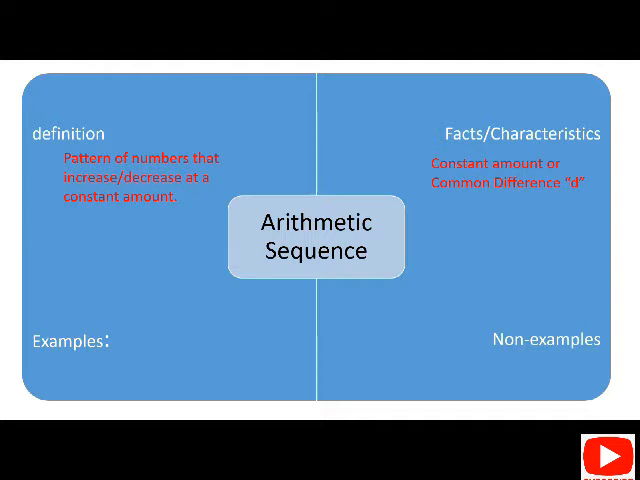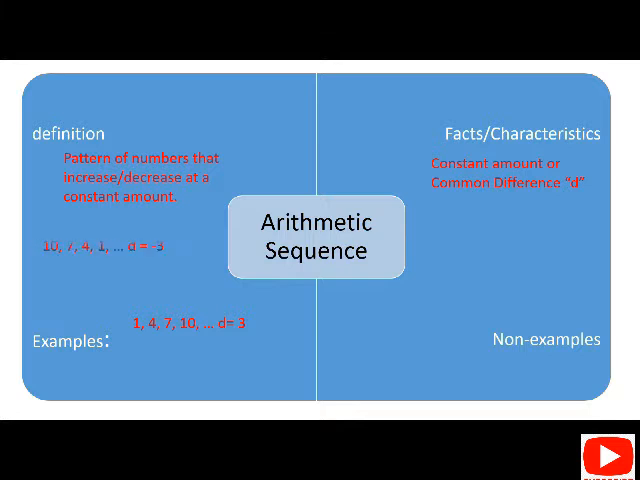And what are the examples of arithmetic sequence? In this sequence, 1, 4, 7, 10, the common difference is 3. Since it is an increasing sequence, the sign of the common difference is positive. Or again, by getting the common difference, we will subtract: 4 minus 1 is 3, 7 minus 4 is 3, 10 minus 7 is 3.